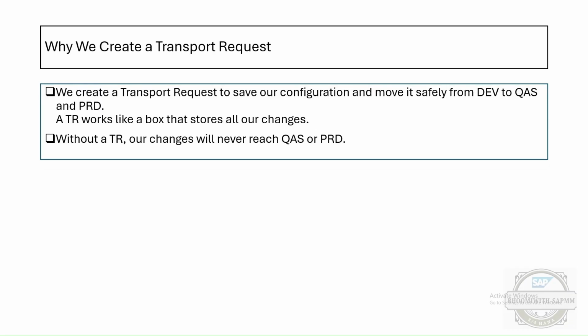Why do we create a transport request? We create a transport request to save our configuration and move it safely from dev to quality and production. Dev means development. A TR works like a box that stores all our changes. Without a TR, our changes will never reach quality or production.